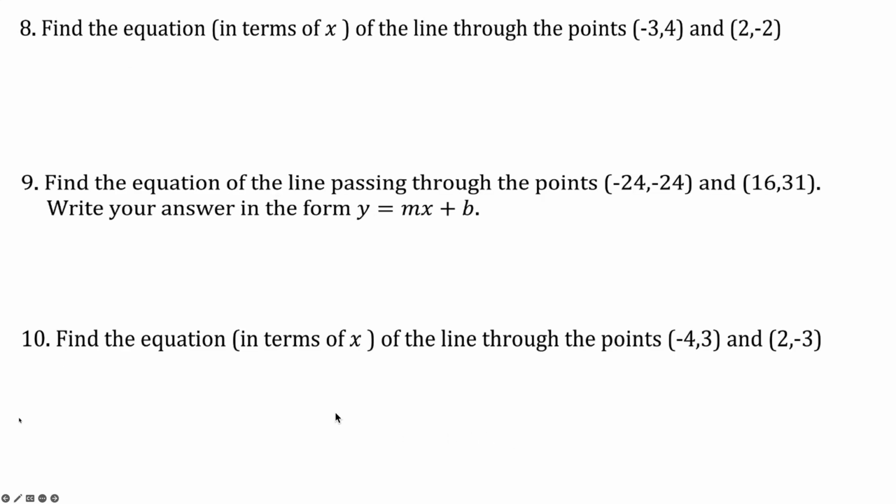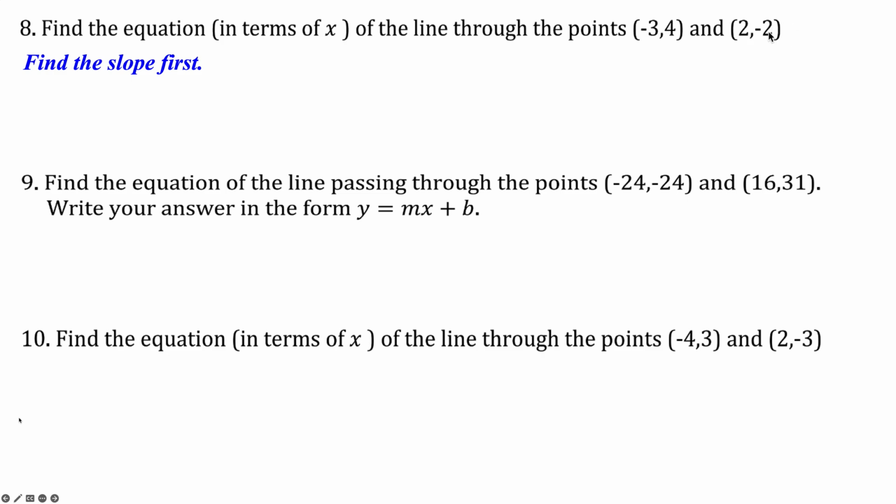Number 8, find the equation in terms of x of the line through the points (-3, 4) and (2, -2). This statement here means you just have to get the y by itself, and everything on the other side can be constant numbers, but it has to have the variable x. So the first thing we're going to have to do, given that we have 2 points, is find the slope first.